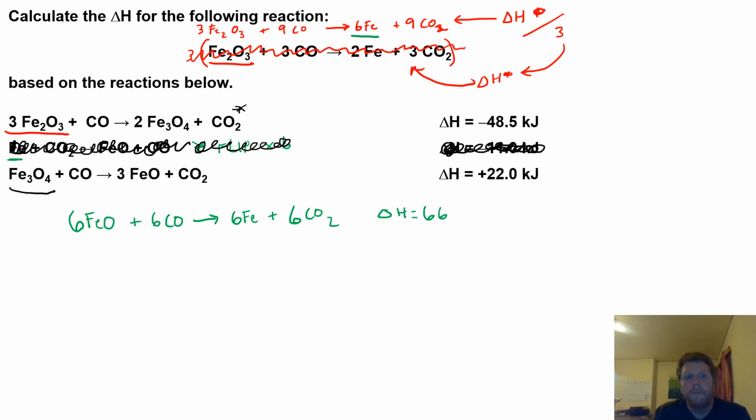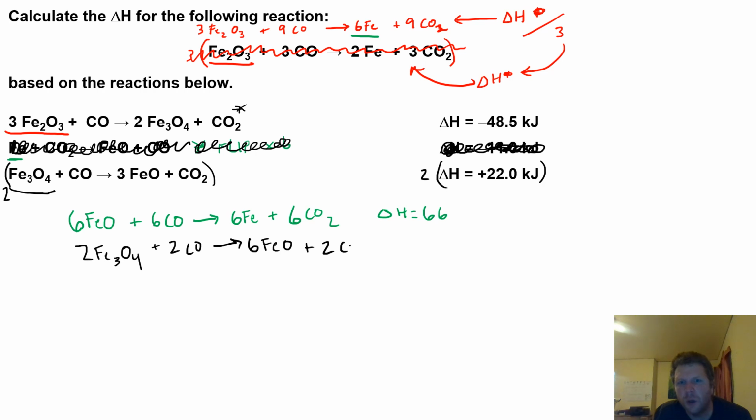I need to come up with 2 Fe3O4 as reactants in order to cancel out the 2 Fe3O4 that are products. So I'm going to multiply this by 2. I'm going to take that delta H and multiply that by 2. So I'm going to rewrite this: 2 Fe3O4 plus 2 CO yields 6 FeO plus 2 CO2. Delta H is 44.